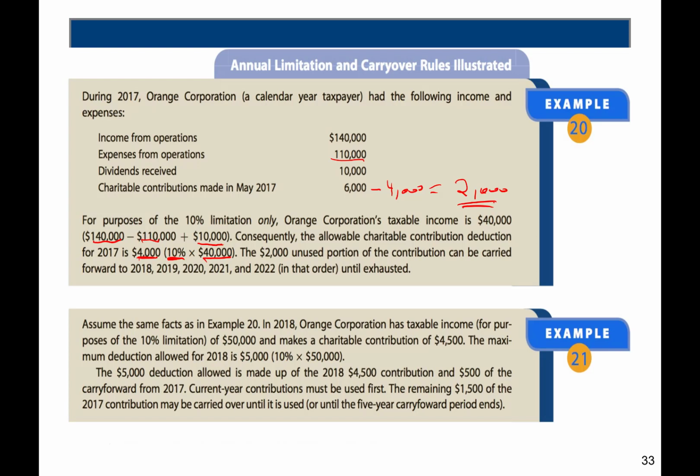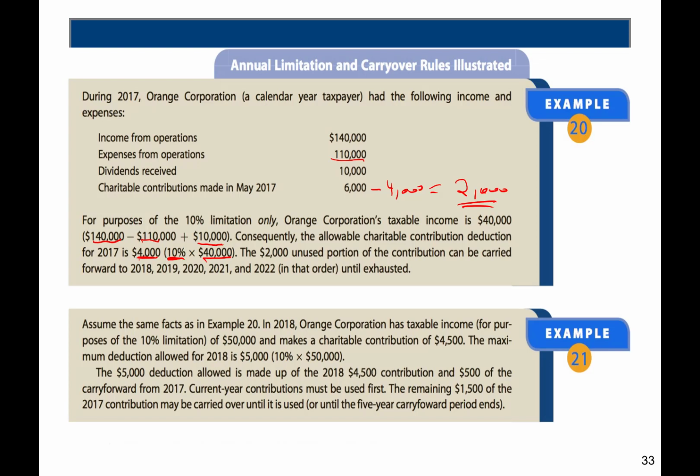Now, if you look at the same facts in example 20, 2018, Orange Corporation has taxable income for purposes of the 10% limitation of 50,000. So we're going now into the next year, right? And makes a charitable contribution of 4,500. The maximum deduction then is 5,000. Well, how are we going to get 5,000? $4,500 from the current year that's being contributed, plus 500 of our carryover into the next year, because we would have had 2,000 available. Okay, so we can take that carryover into that next year.